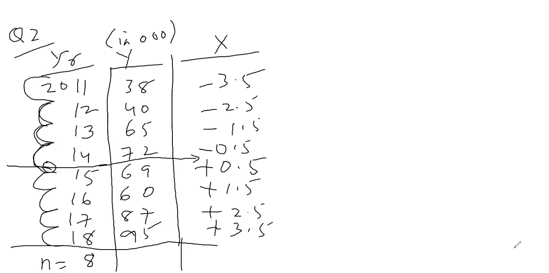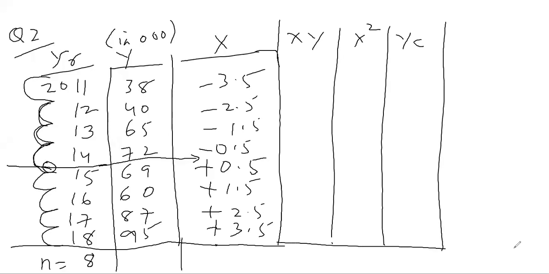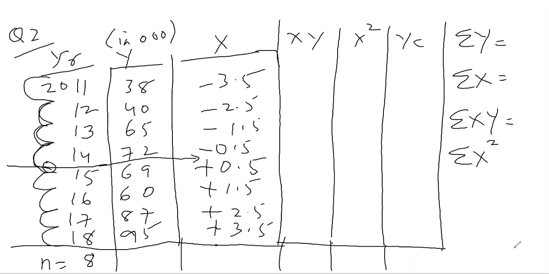Everything remains unchanged. Again I repeat, you always have the option of taking the starting year as 0 value, but we'll follow this procedure because this is unknown to you. Then you have your xy, x square and yc values as usual. All steps are same, only depending on the question you have to see how you are rating x. So tell me what is summation y, summation x, summation xy and summation x square. Go on telling me the values.